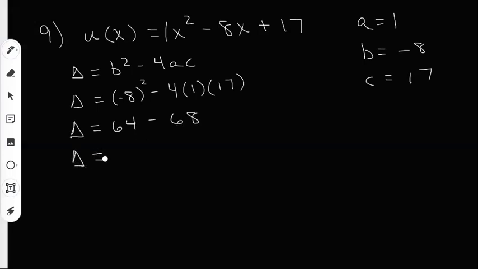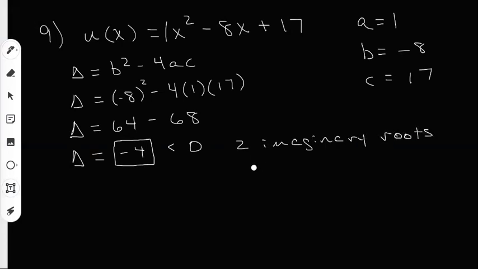So the last thing we have to do is subtract these two numbers. We have 64 minus 68, which is negative 4. So we get a negative 4 for our discriminant this time. And negative 4 is indeed less than 0. So that means we're going to have two imaginary roots.